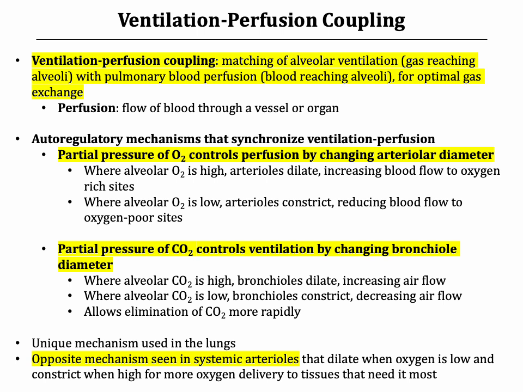Then partial pressure of carbon dioxide gas is what's going to control ventilation. And it does so by changing bronchial diameter, right? Constricting or dilating the bronchioles is what's going to influence an increase or decrease in airflow. This allows for the elimination of carbon dioxide more rapidly. And that's a very critical component, right? That's kind of the main priority of our body, to eliminate CO2 so that it does not affect the acid-base balance of our blood.